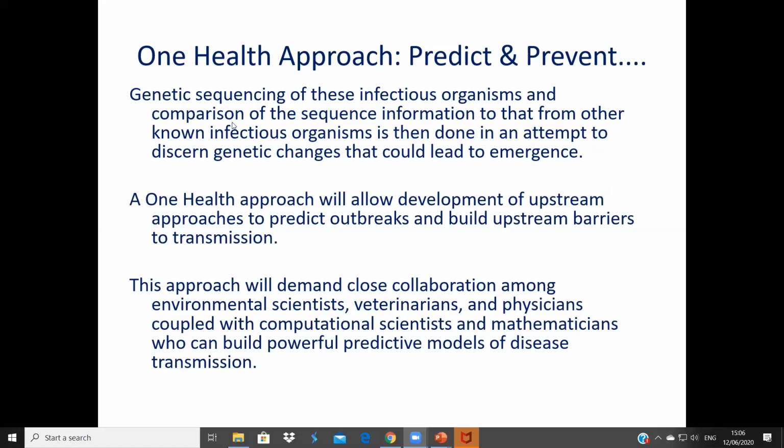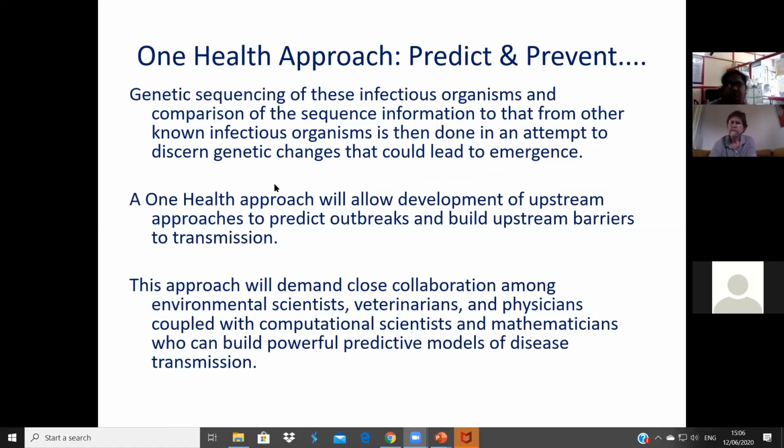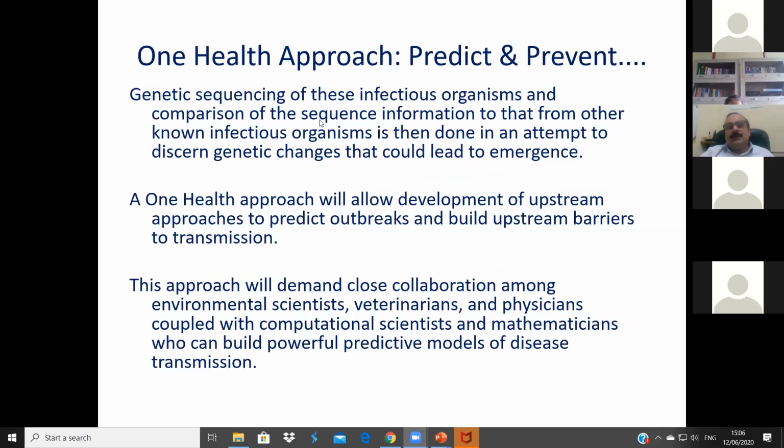Now, I'm thankful to my previous speaker. They have already talked about genetic sequencing, and so sequencing is important. And then this One Health approach allows development of upstream approaches to predict outbreaks, the paradigm shift we talked about, and build upstream barriers for transmission. That's what we are trying to do with TB.